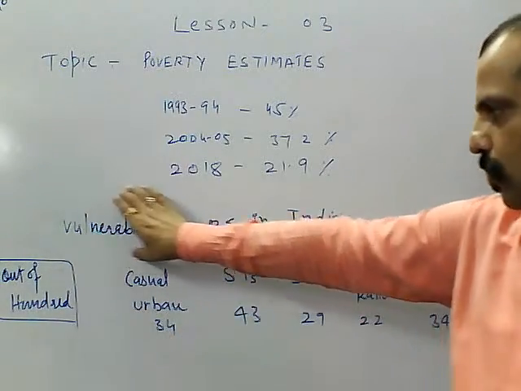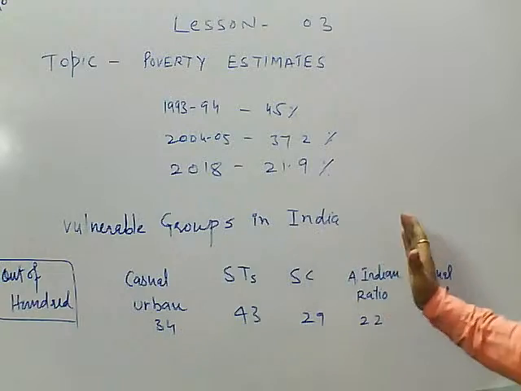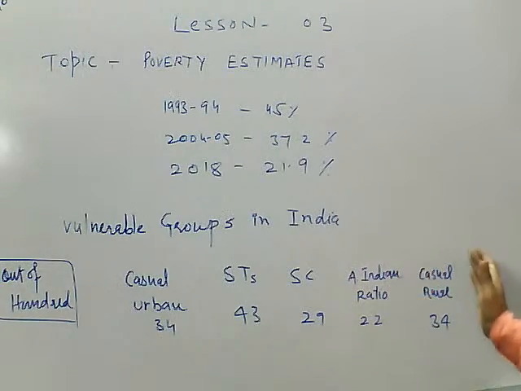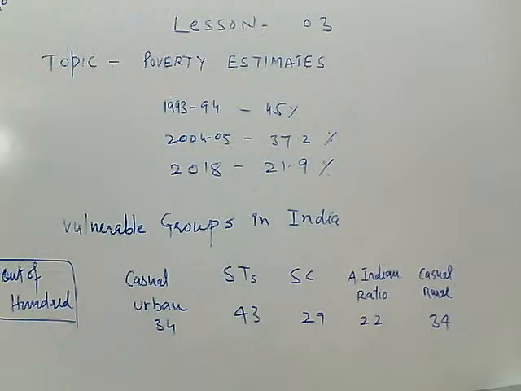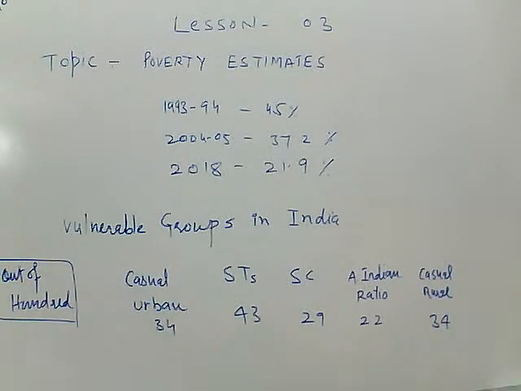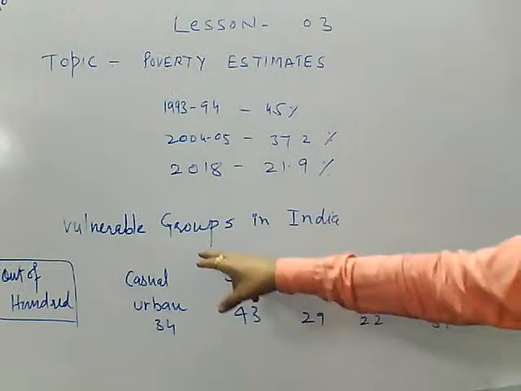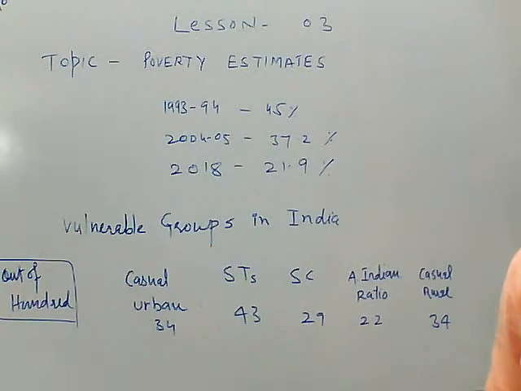So this is about the vulnerable groups in our country. We have STs, SCs, the Indian average ratio, then casual rural workers and casual urban workers. Out of 100, like this we have data, and these are called the most vulnerable. Others are there, but they are not as much affected.